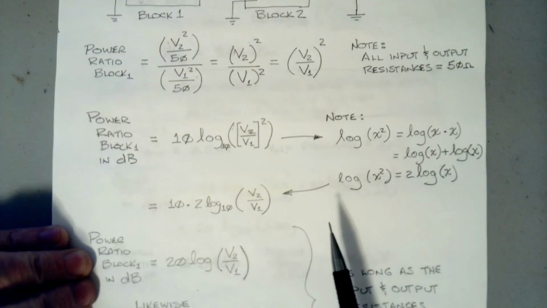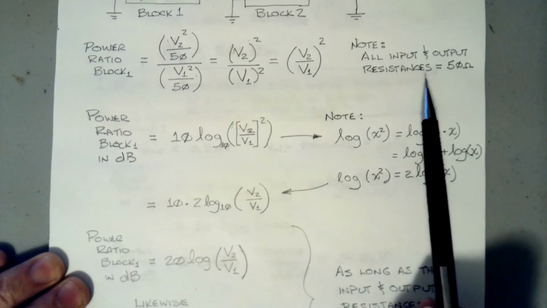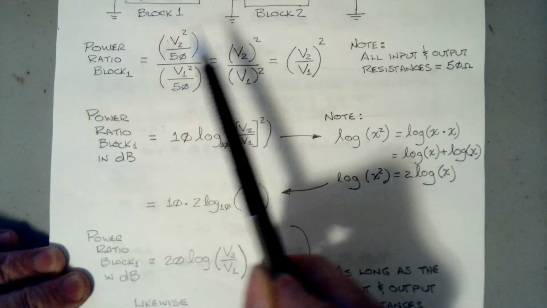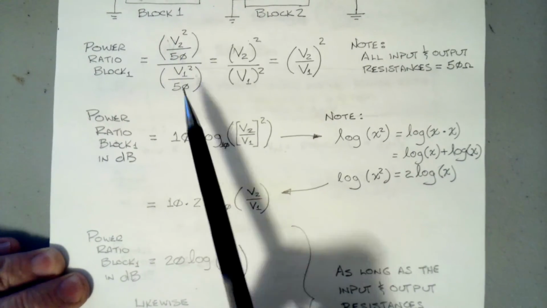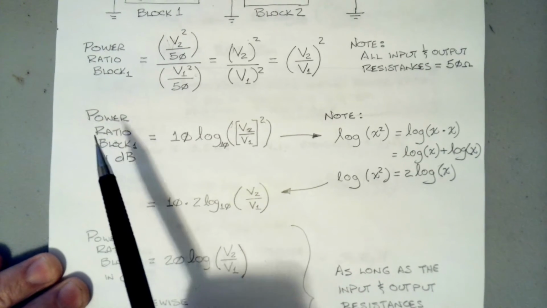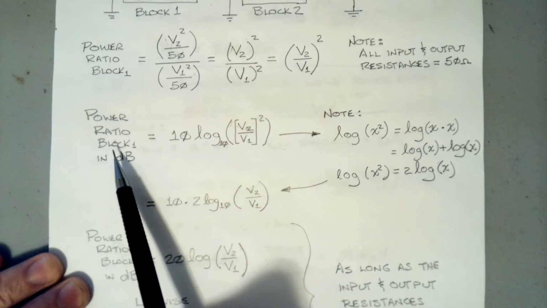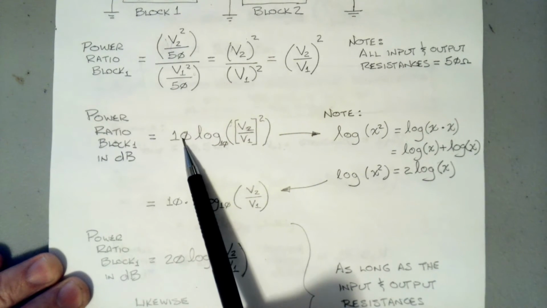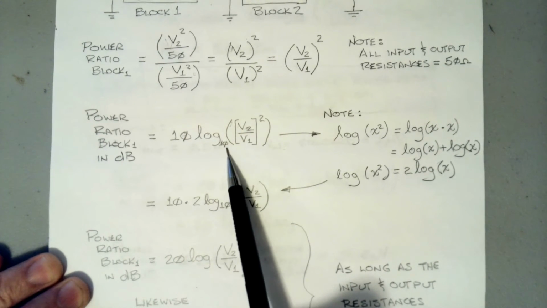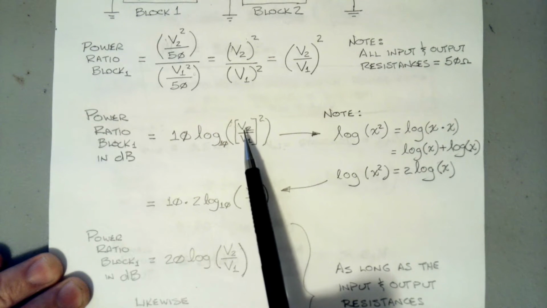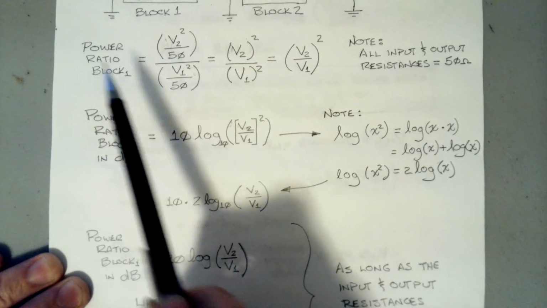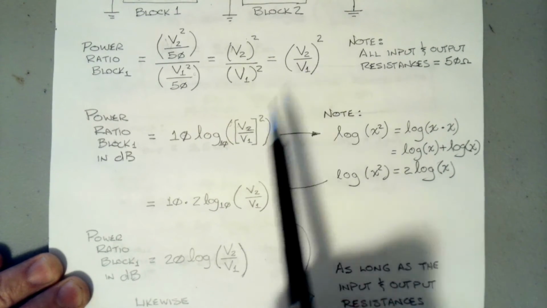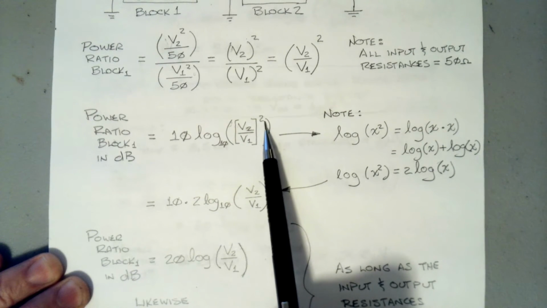Now a little bit of mathematics here. Again, all input and output resistance equal 50 ohms, so we're able to do this because things are constant. If I want to look at the power ratio of block 1 in dB, I take 10 times the log to the base 10 of the power ratio, which is (V1 over V2) squared.